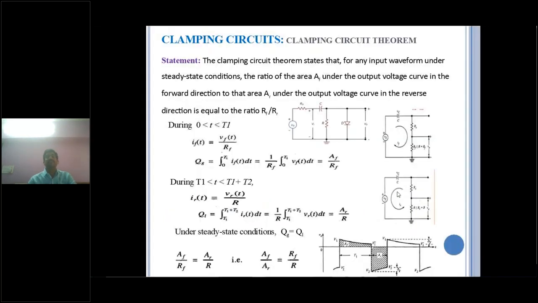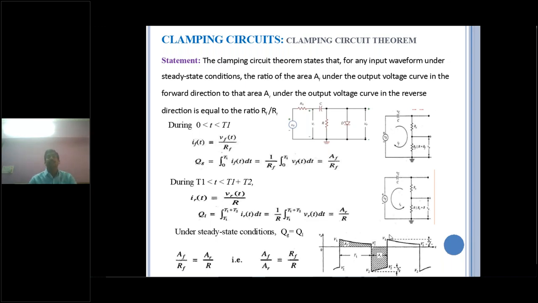For this condition, this is the output waveform. This is the output waveform for the positive peak interval. We consider a square waveform as the input waveform, and this is the output waveform for the positive peak interval. Similarly, the negative peak case. And next, another important one, the clamping circuit theorem.